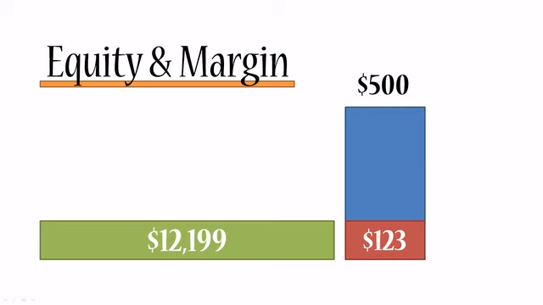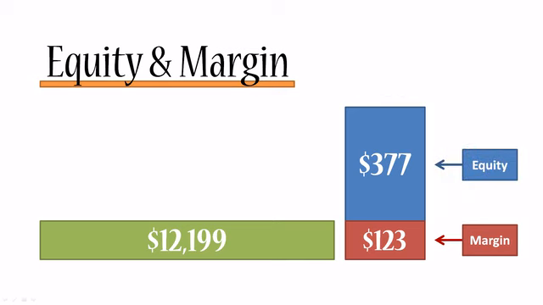The broker lends you $12,199, and so together the red and the green, they comprise the required amount of $12,322. This red amount is called the margin, as we discussed. The blue amount is 500 minus $123, and it's $377, and it's called the equity. Now, this is the initial setup as soon as you enter into the transaction. Now we will find out why the broker is actually willing to provide you this money, this huge lump sum, this green box on the left here.